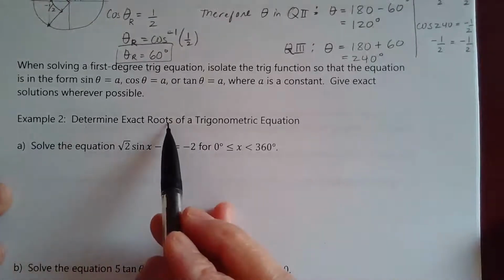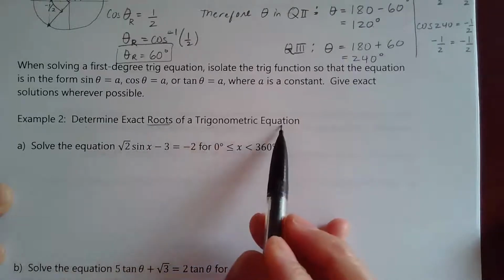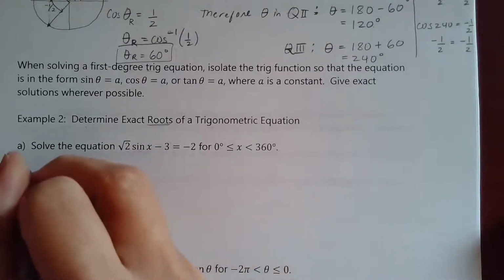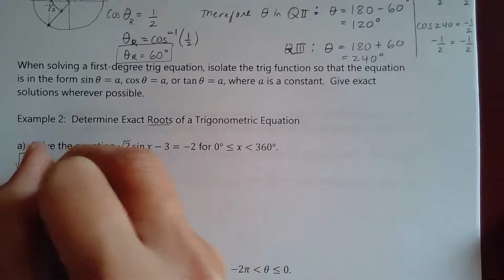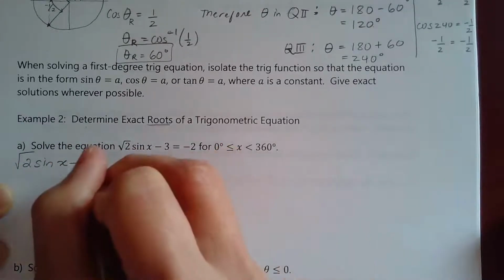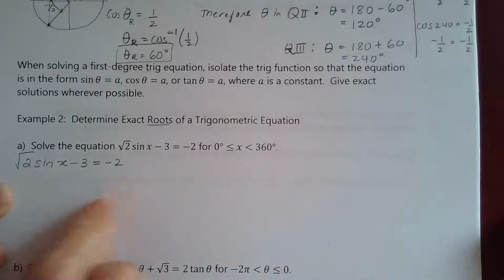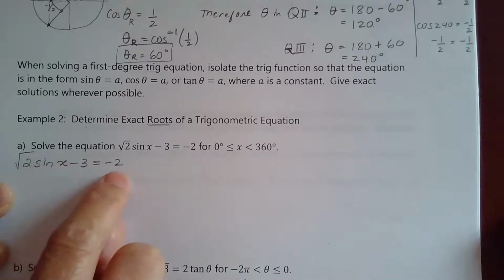Determine the exact solutions for the trigonometric equation. So this is the one we're looking for. This is the equation: 2 square root of 2 sine of x minus 3 equals -2. We can't just jump right into our unit circle and ask what angle will give this, so that if we do all these things, we get -2.